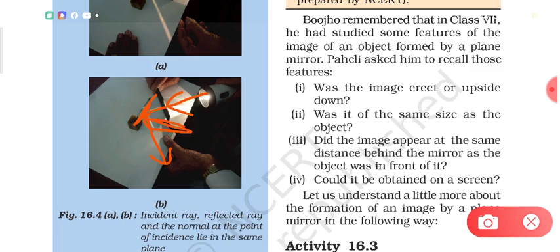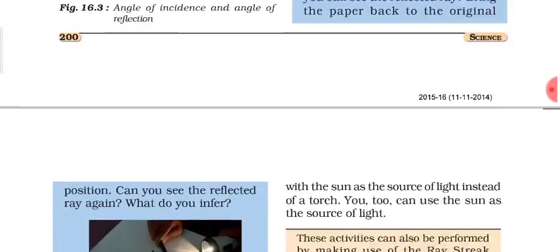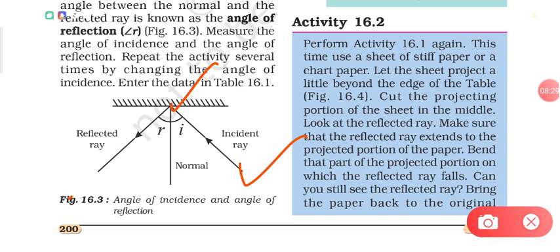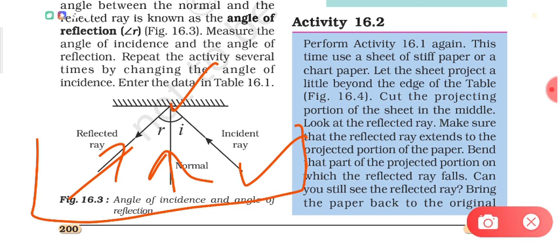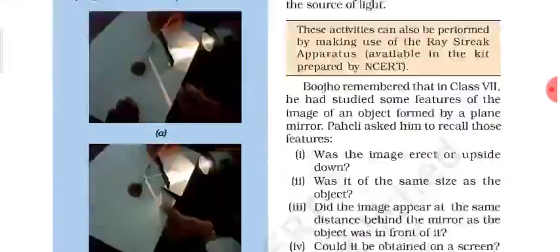So in this law of reflection we can say that the incident ray, point of incidence, reflected ray, and the normal all lie in the same plane. Especially these three things, incident ray, normal, and reflected ray, lie on the same plane. They do not lie in different planes, they always lie in the same plane. So these were the two laws of reflection which we need to memorize.